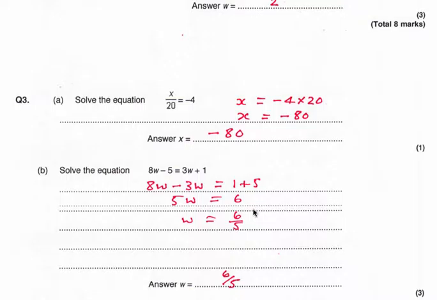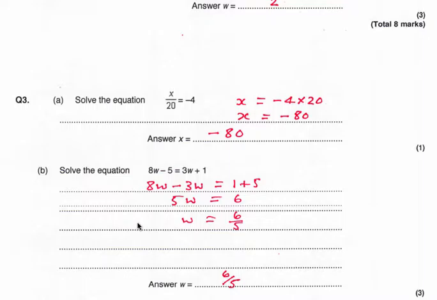Question 3. Solve the equation x divided by 20 equals minus 4. Here we just have to multiply the equation through by 20 and we get x equals minus 4 times 20, so x equals minus 80.